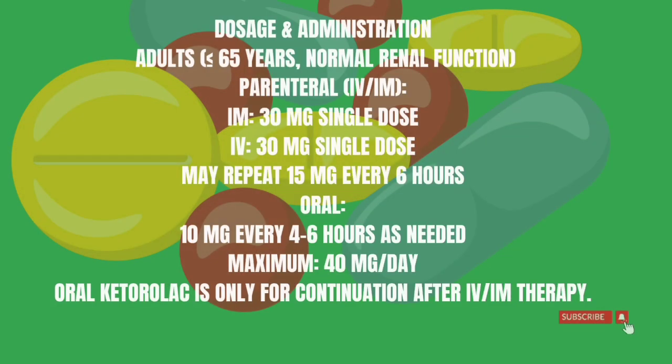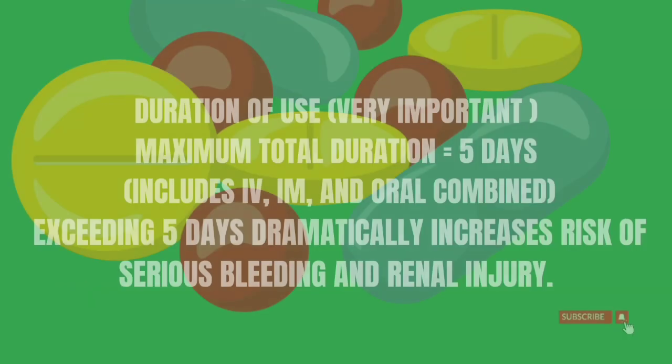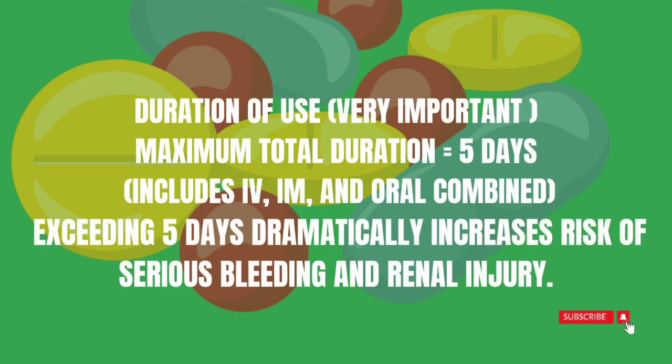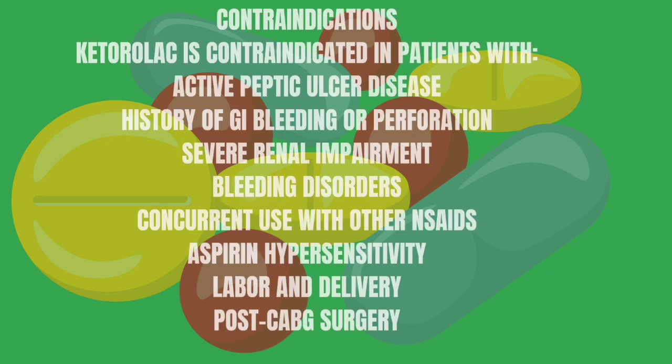So let's look at dosage and route of administration. Ketorolac is given intramuscularly, intravenously, and orally. And orally, it is only for continuation after giving intravenously or intramuscularly. So it is important to note, you don't just start Ketorolac orally; you have to wait till after injection. Duration of use is very important. The maximum total duration is 5 days. That's for IV, IM, and oral combined. Exceeding 5 days dramatically increases the risk of serious bleeding and renal injury. Remember, there's always a duration of use for most drugs.